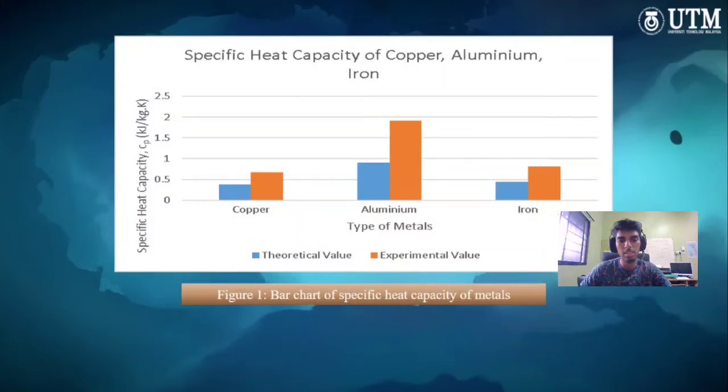And then below that, there's a bar chart graph given, which explains the specific heat capacity for each and every metal, which is compared with theoretical value and experimental value.